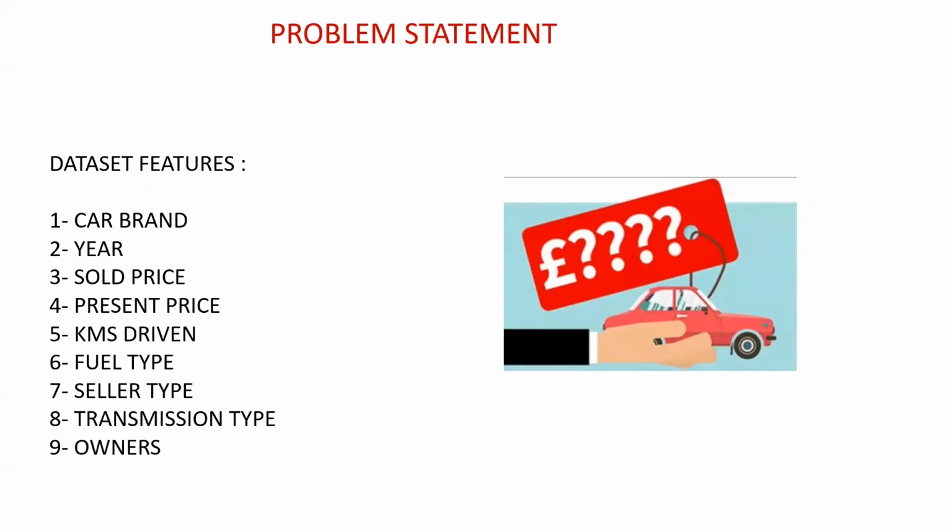We have several pieces of information about those cars, and this particular dataset contains car brands. So what is the brand of the car? What is the year of the particular model? And what price that particular car is sold at, and the present price of that car, and the kilometers driven, the fuel type, whether it runs on petrol, diesel, or CNG, the seller type, whether the seller is an individual or a dealer. In the transmission, whether the gear system is automatic or manual, and then the number of owners of that particular car. So these are the dataset features.